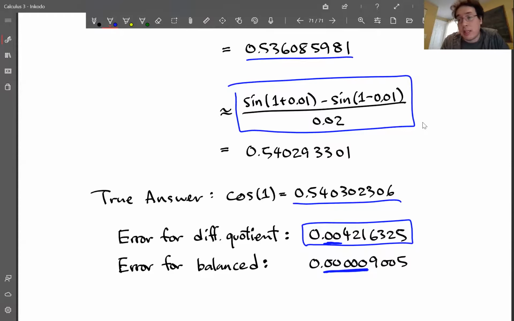And this isn't just a coincidence. This is pretty much what happens. Basically, we're replacing h with h squared. So you usually end up doubling the digits of accuracy just by using this balanced version of the formula. That's a really simple change in computation, and it really has a significant effect in reducing the error.